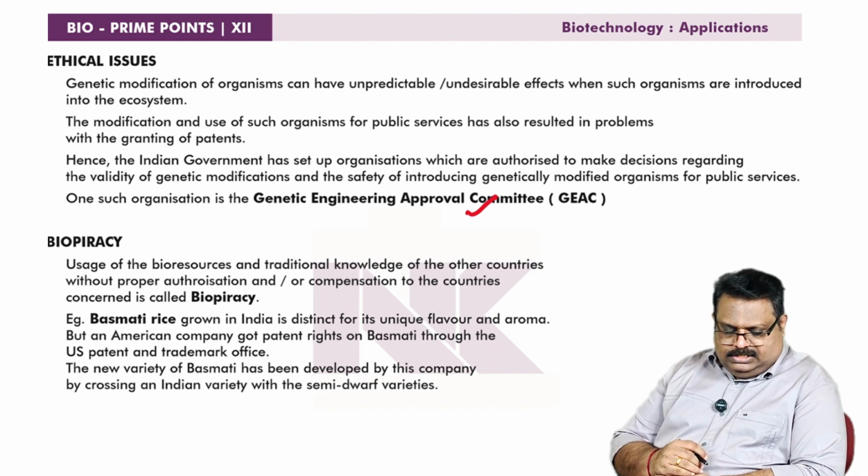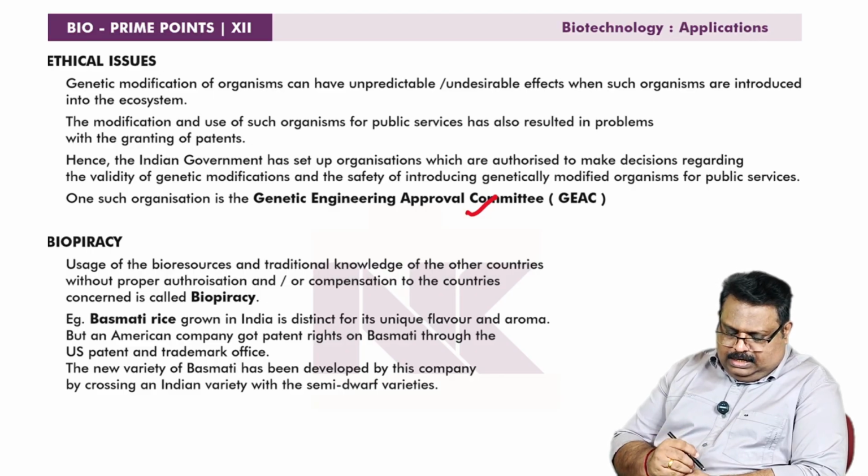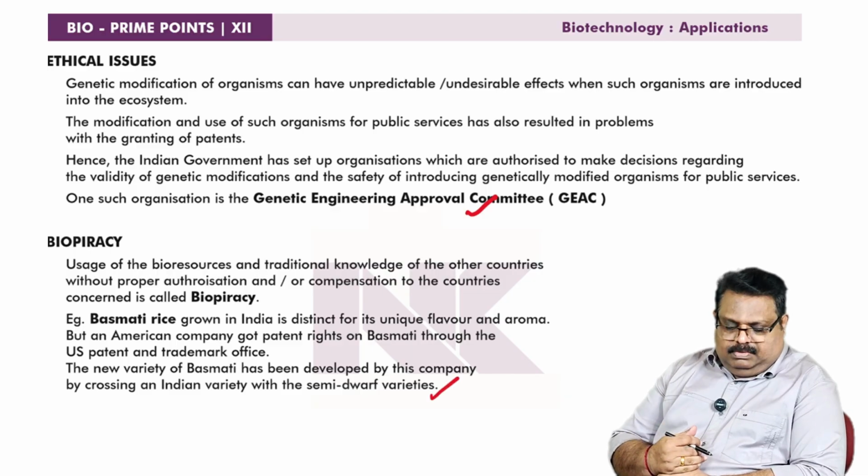Then another important point also is there, that is called biopiracy. What is biopiracy? The usage of bioresources and traditional knowledge of other countries without proper authorization or compensation is called biopiracy. Example, basmati rice grown in India is distinct for its unique flavor and aroma. But an American company got patent rights on basmati through US Patent and Trademark Office. The new variety of basmati has been developed by this company by crossing an Indian variety with a semi-dwarf variety. Okay, so that process is called biopiracy.